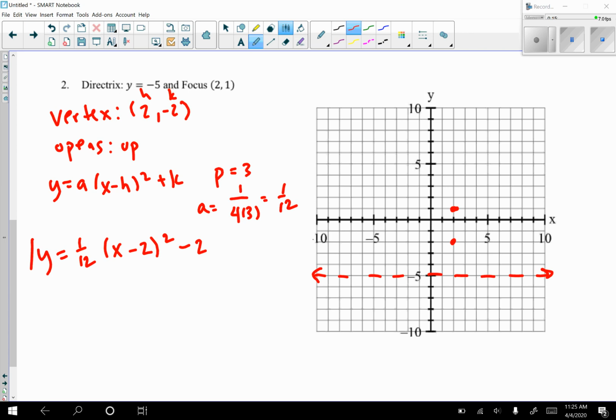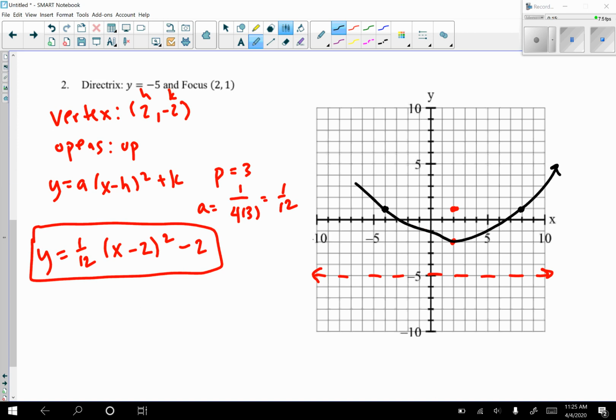That gives us our equation, and that's really all we need, but we're going to go ahead and graph this just so we know how to graph it. Our focal width in this case is the absolute value of 1 over 1/12, which is 12. So from the focus to the right, we're going to count 6, and the left 6 from the focus. So the distance from this point all the way to this point is 12, and that gives us our shape of the parabola. And that's it.